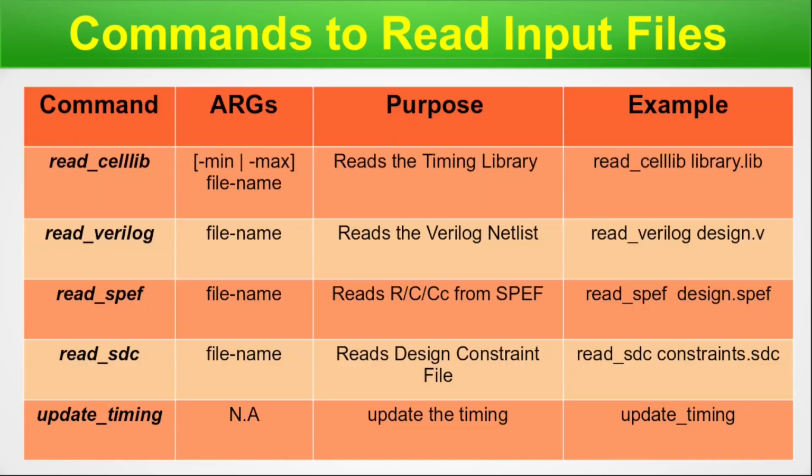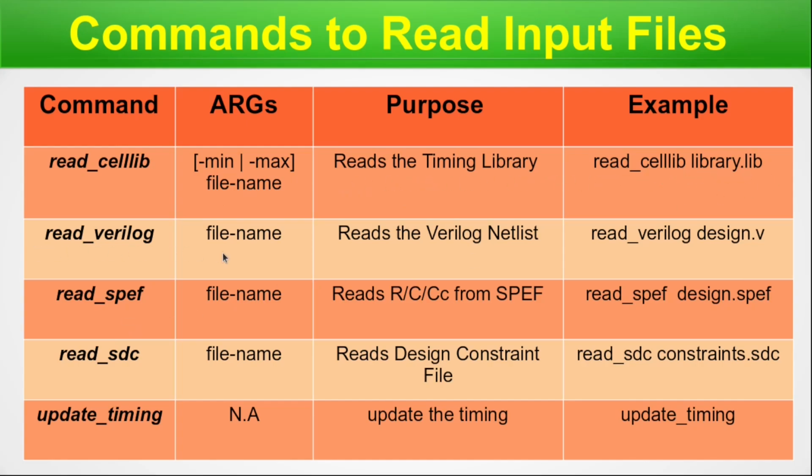Commands to read the input files. These are must-use commands except the update timing. You have to use all the others every now and then. Let me bring my mouse to describe these. The first command is read_celllib. Here we can see min and max. These are for the respective delay calculation, and here we give the cell lib, the timing library name. So this reads the timing library. An example is read_celllib library.lib.